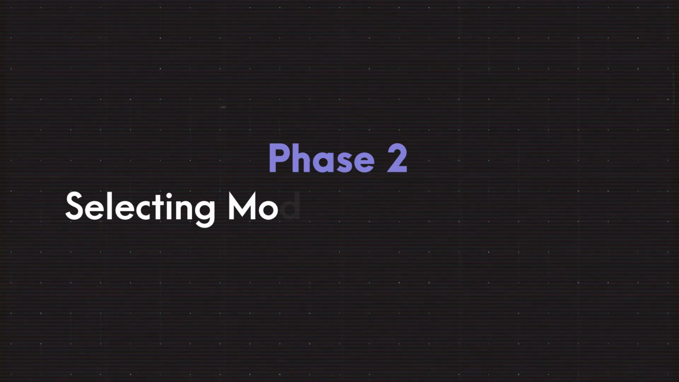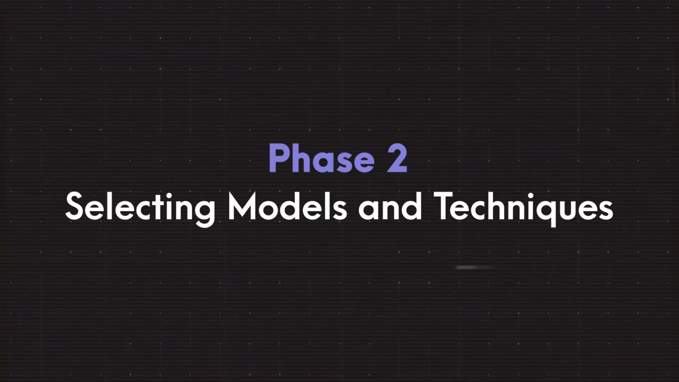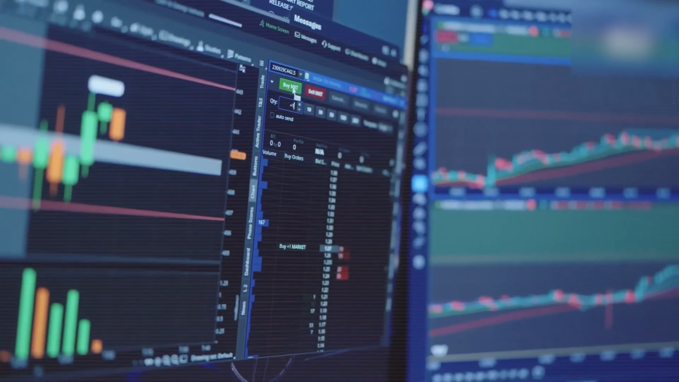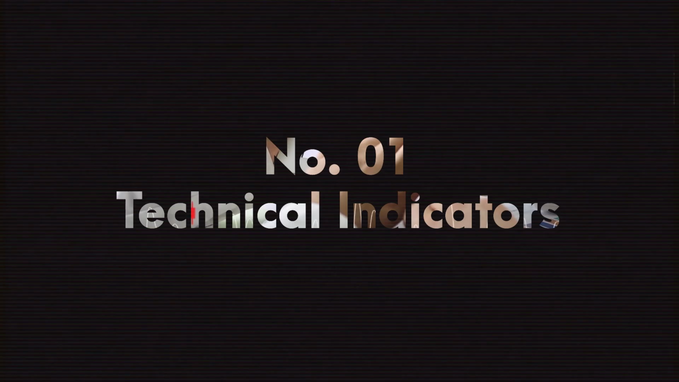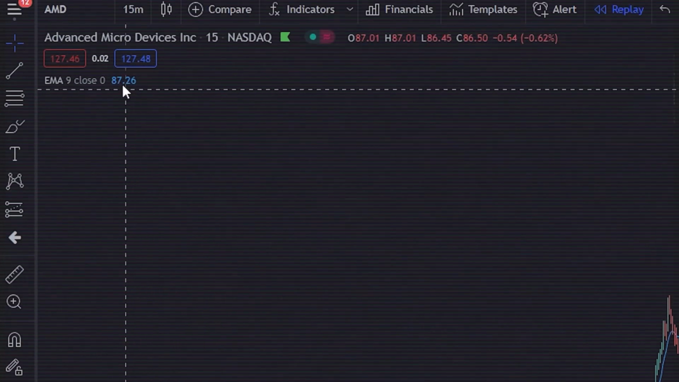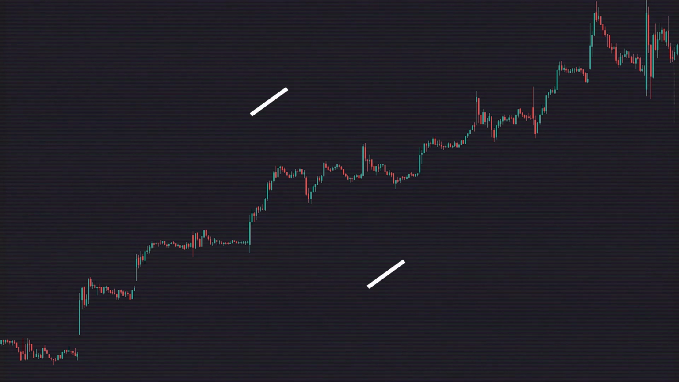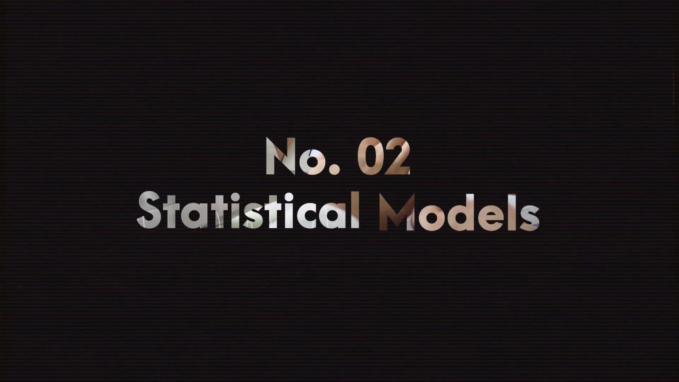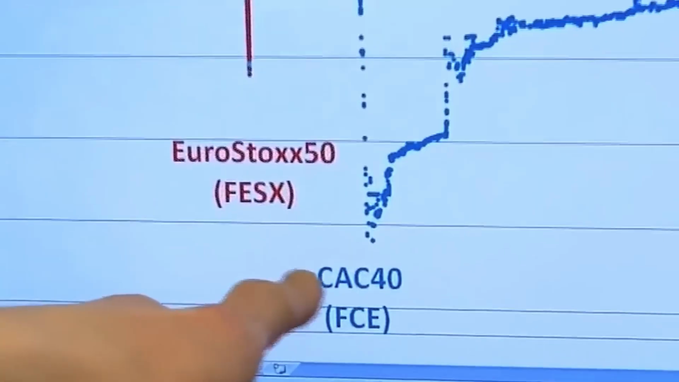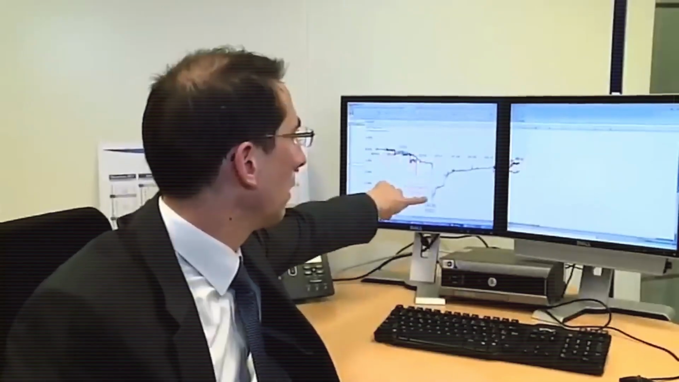Phase 2. Selecting models and techniques. Once the strategy is defined, the next step is choosing the right models and techniques for the algorithm. 1. Technical indicators. You can use indicators like moving averages, relative strength index, RSI, and Bollinger Bands to identify trading signals and analyze trends. 2. Statistical models. You might implement models such as linear regression or ARIMA to forecast price movements based on historical data.